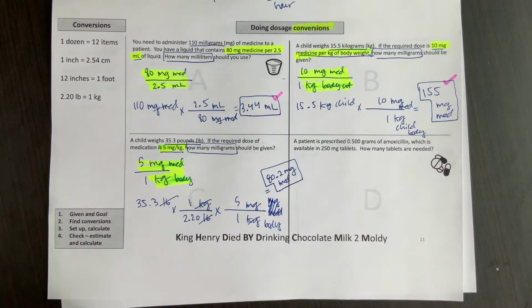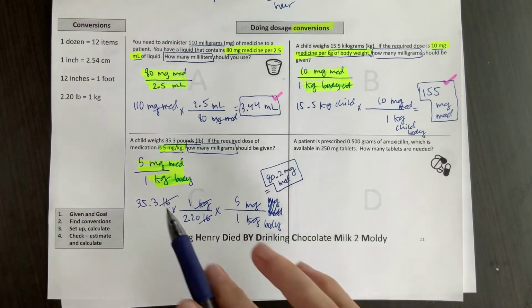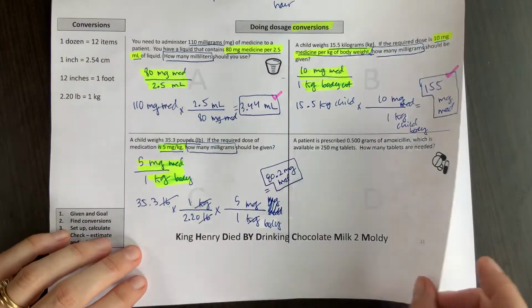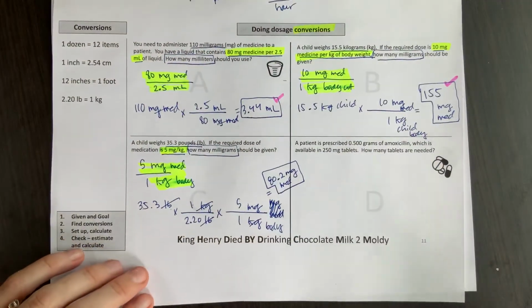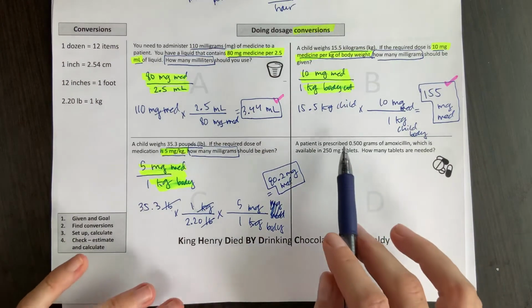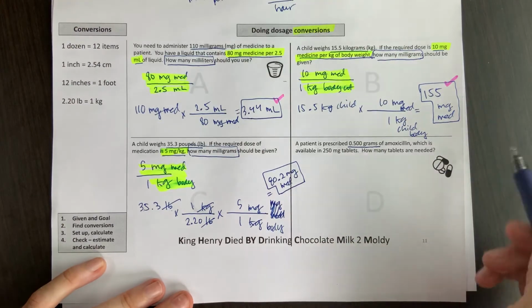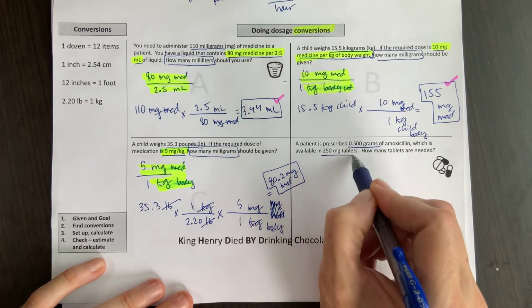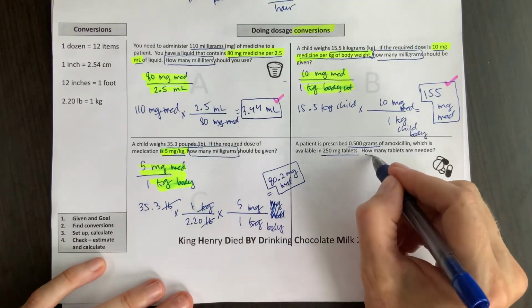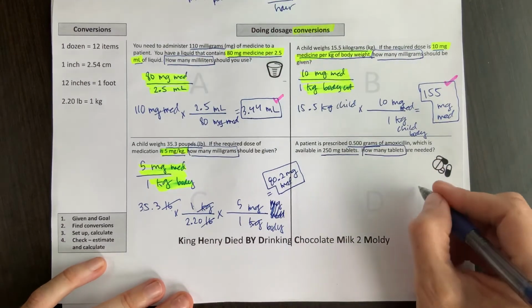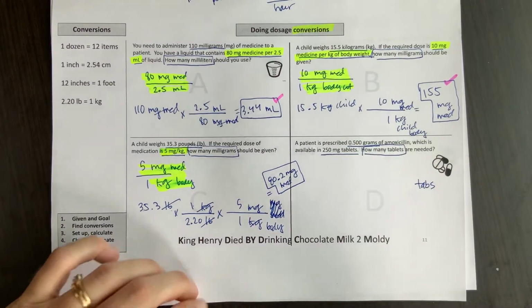All right, last type of dosage problem, and then you'll be able to maybe redo these on your own and bring these other problems to class. Last type of dosage problem we'll look at together. Patient is prescribed 0.500 grams of amoxicillin, which is available in 250 milligram tablets. And the question is, how many tablets do we need? So I know that tablets is what I'm working towards.